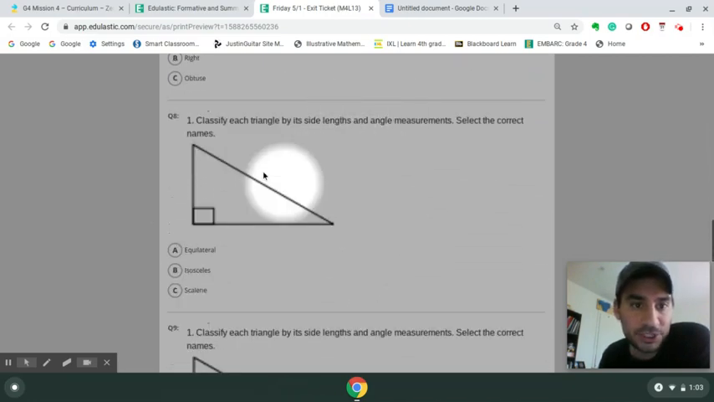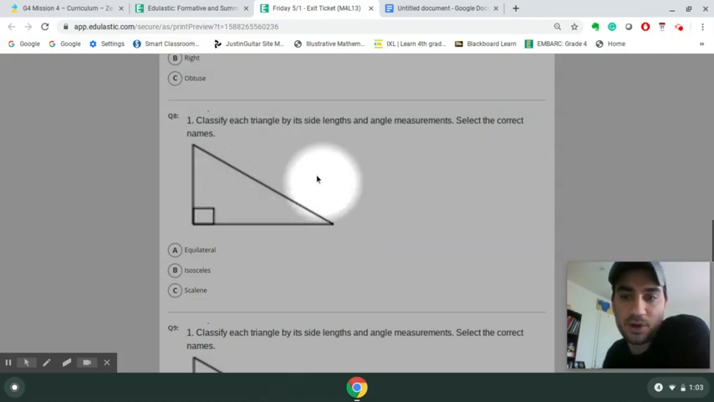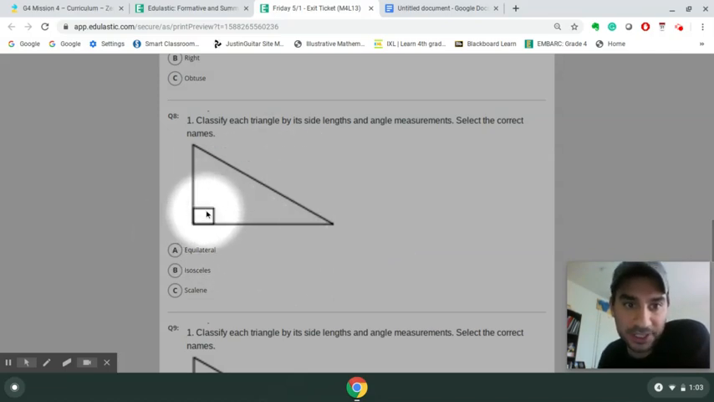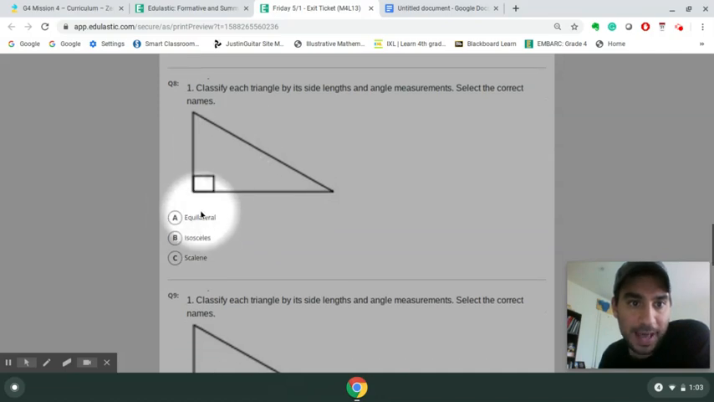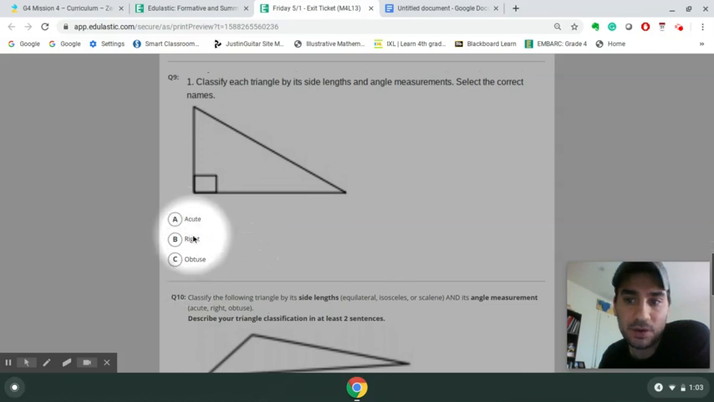This one should be a little bit easier. We don't have any tick marks, and I can clearly see from my next question that I have my right angle symbol here. So how can we classify it based on side length? And then how can we classify it based on angle measurement?